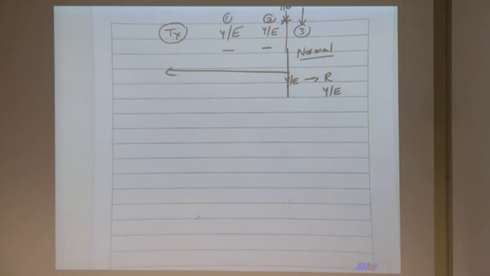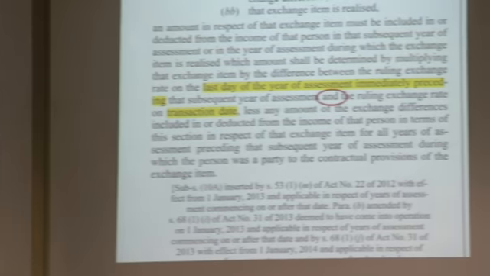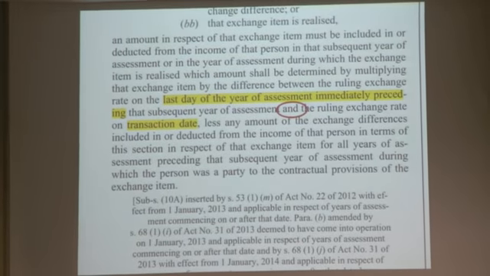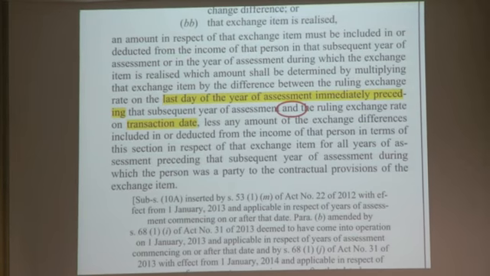So in the rule it says, you take it the last year of assessment immediately preceding, going back to transaction date. Then you will see afterwards it says, less any amount that you previously included or deducted. I won't test that part. That is all the old rules that you don't need to know.